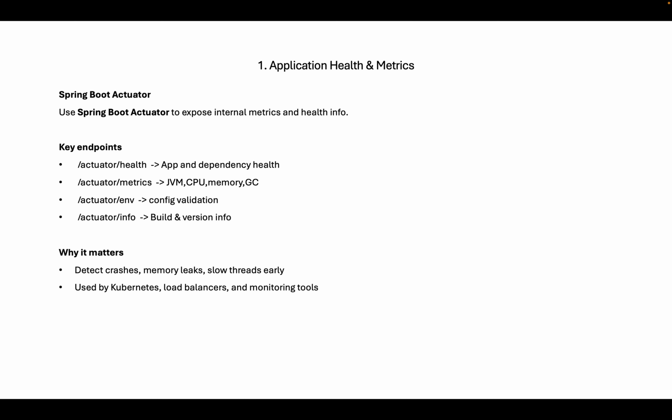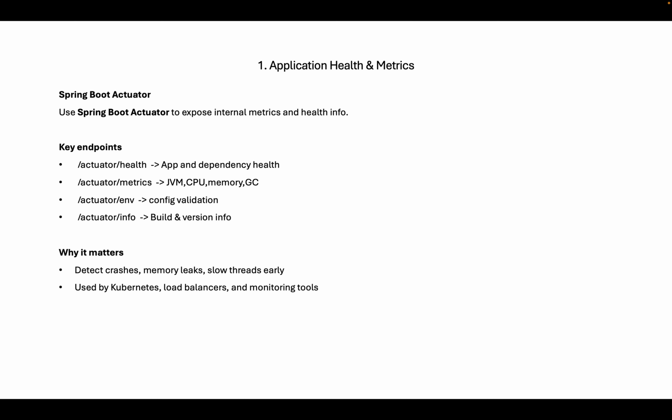We can configure it by adding the actuator dependency in the project's pom file. Actuator exposes internal metrics and health information of the application. The key endpoints provided by actuator are /actuator/health. It is used to check application and dependency health. The next endpoint actuator provides is metrics, used to check JVM, CPU usage, memory details and GC pauses.